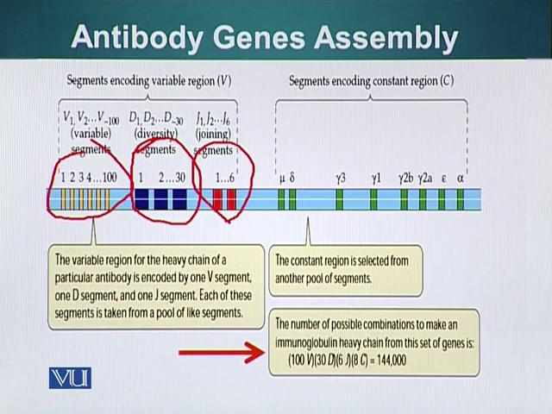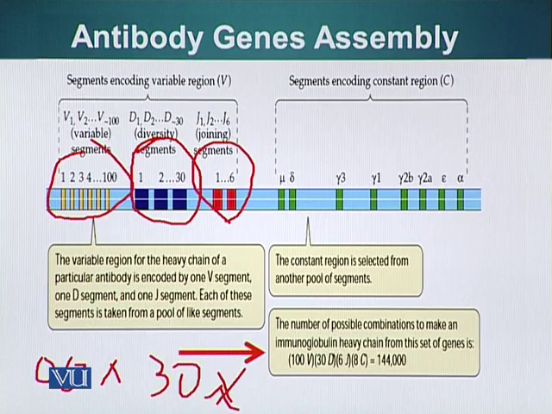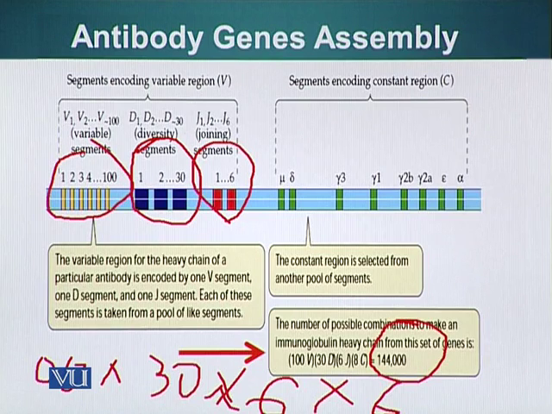The simple formula is we multiply 100 times 30 times 6, and if we want to consider that there are 6 constant regions, we multiply by 6, and we come up with a number which is 144,000. So this is just for the heavy chain.